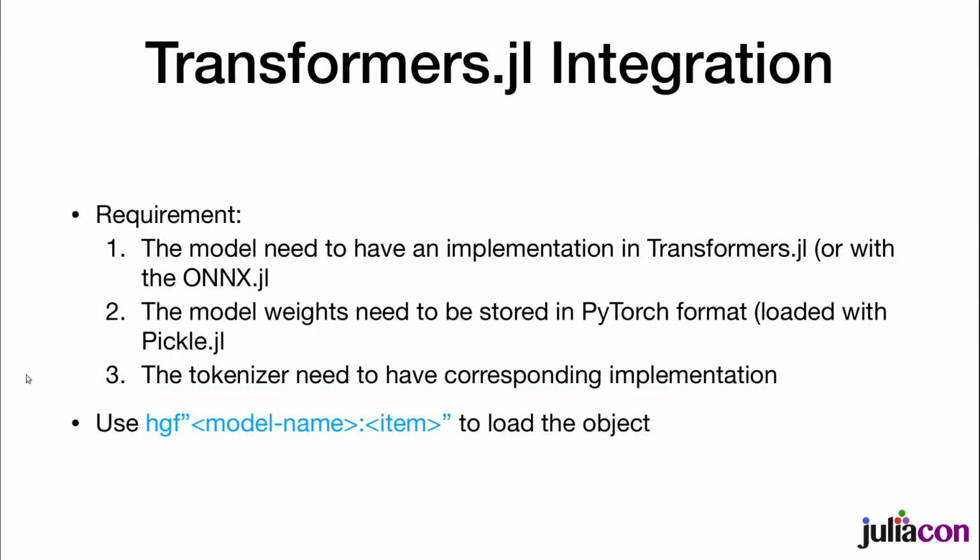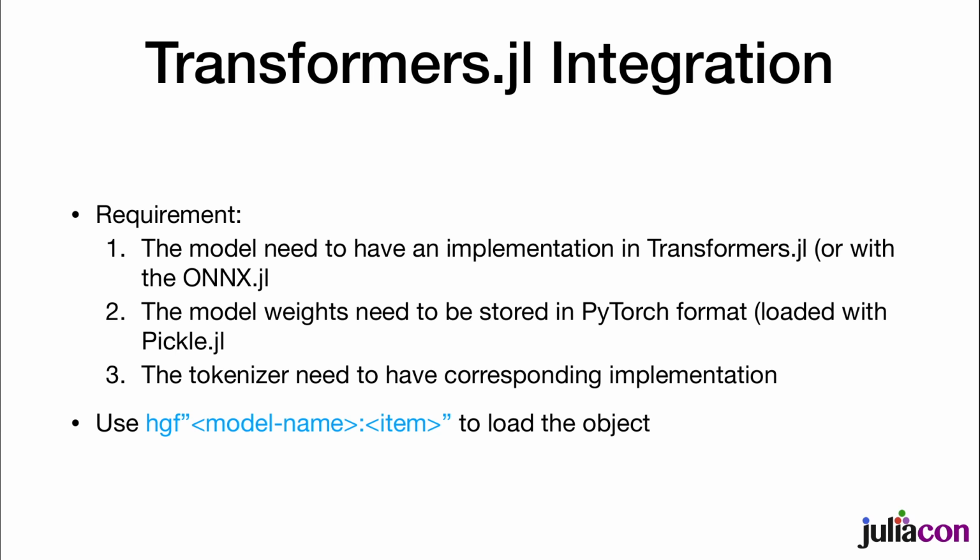We then use HuggingFaceApi in Transformers.jl. There are some requirements to use models from Hugging Face. First, you need to have a Julia implementation of that model, and the model weights need to be stored in PyTorch format. This might change if we have ONNX support. Then the last one is we need to have an implementation for the tokenizers.